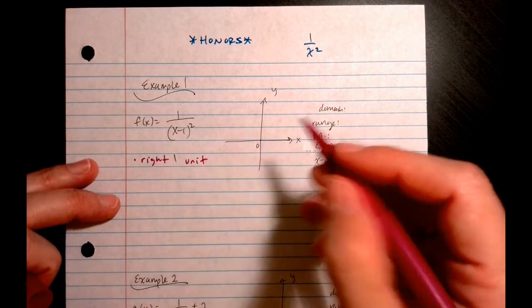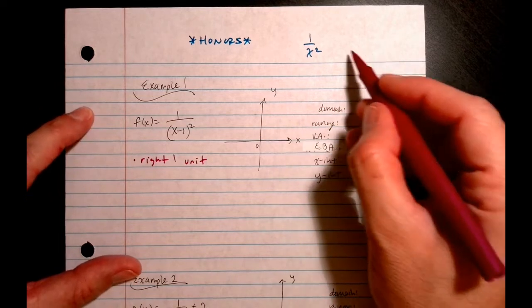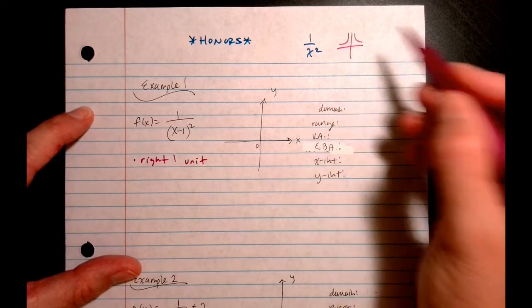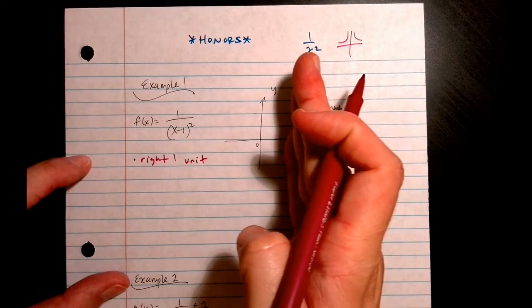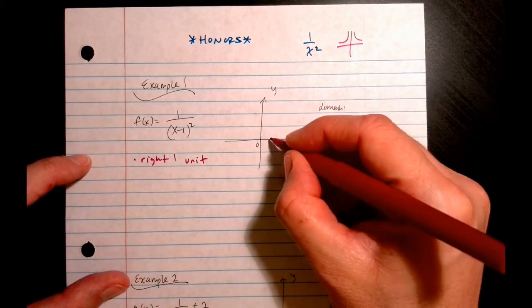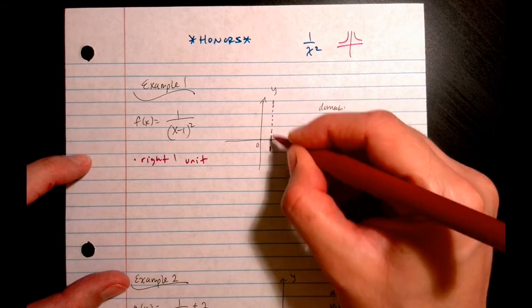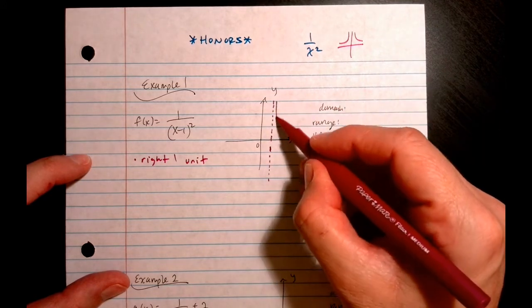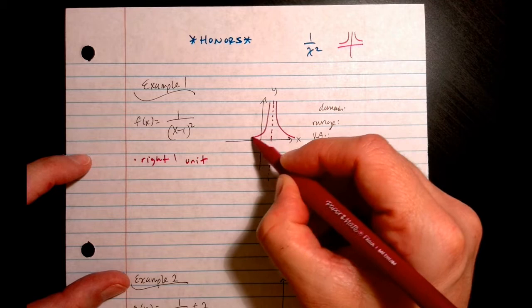So remember, what does our parent function look like? Our parent function looks like this. So if I move it to the right 1 unit, what I'm essentially moving is that vertical asymptote to +1. Everything else stays exactly the same, just like that.